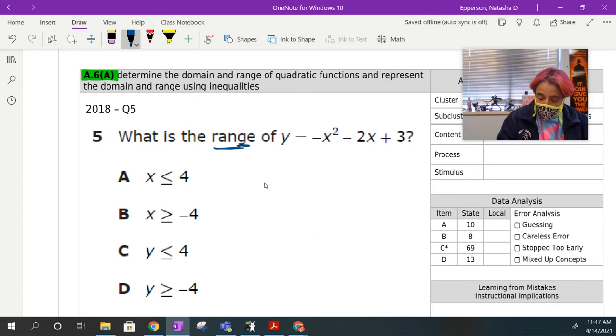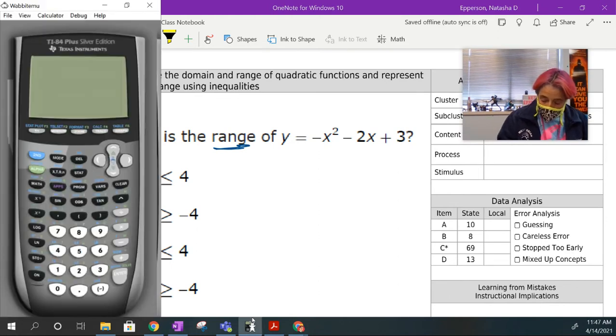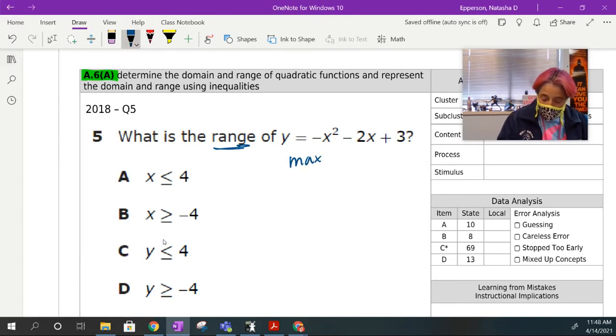We're looking at the value. I want to find my vertex. In terms of dealing with time, I would go ahead and recommend that you use your graphing calculator. We know that we're going to have a maximum value because our A value, again, is negative. So we have a sad parabola.